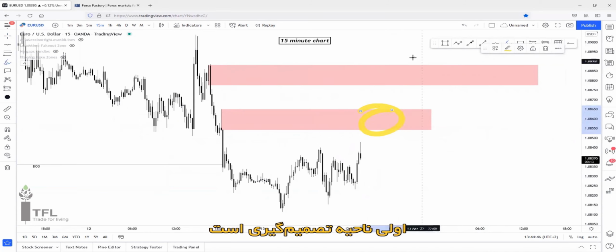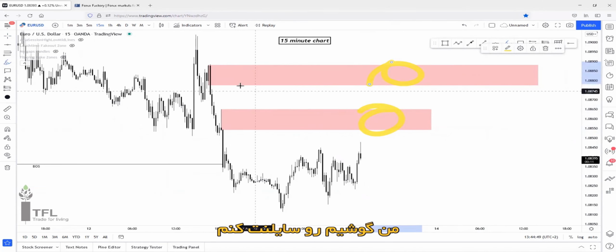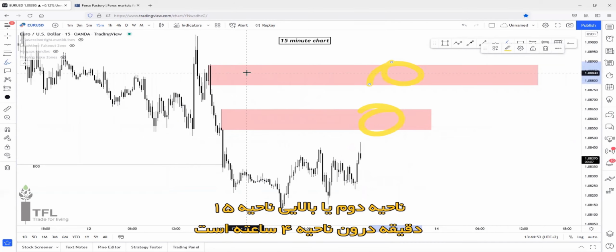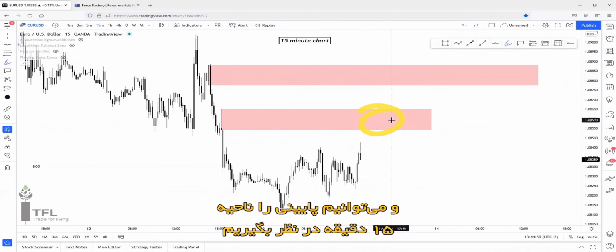So we have these two supply zones on the 15-minute chart. The first one is the decision, and the second one is the extreme. The second one, so the upper one, is the 4-hour zone. So we can consider this zone as a 4-hour zone, and we can consider this as a 15-minute zone.